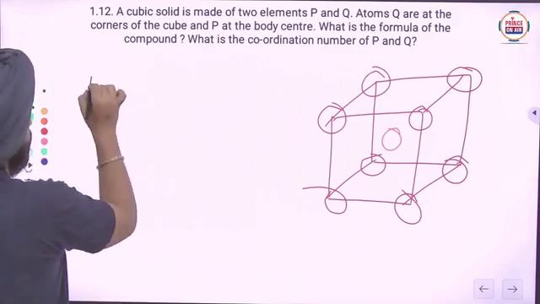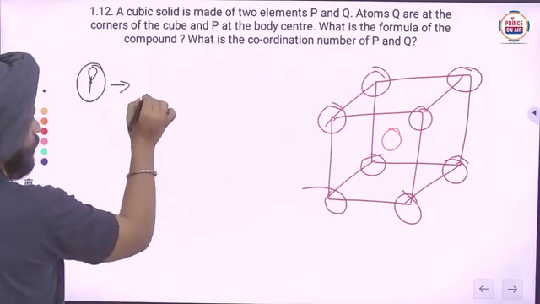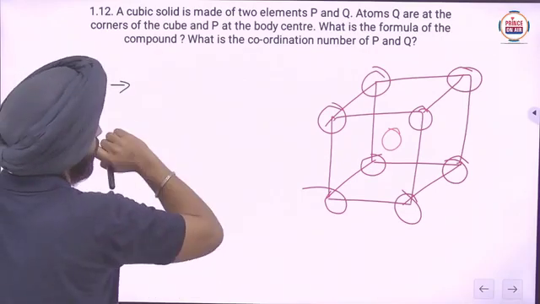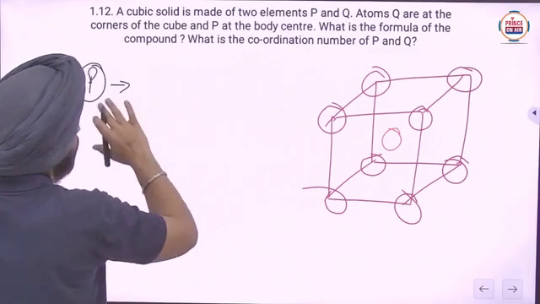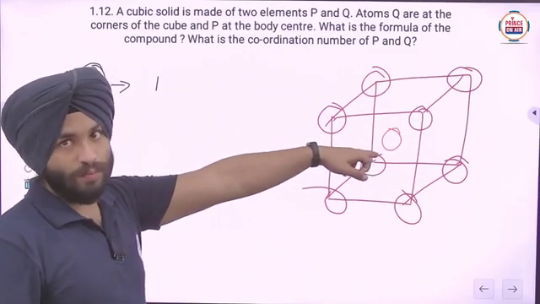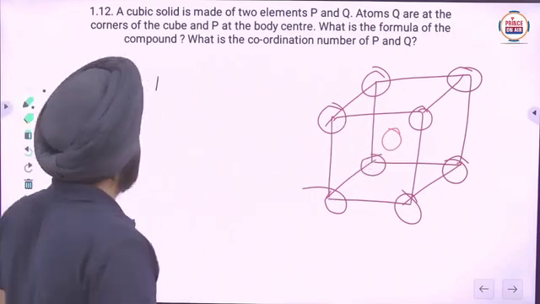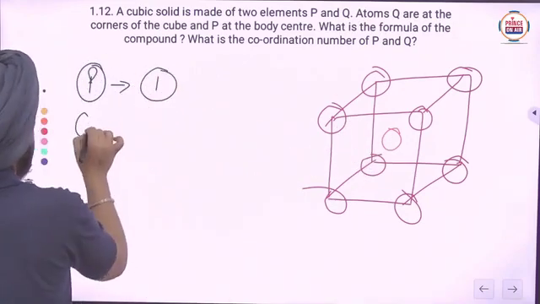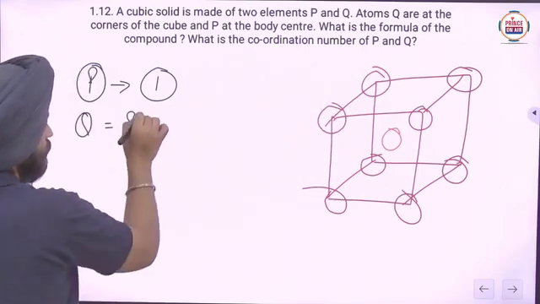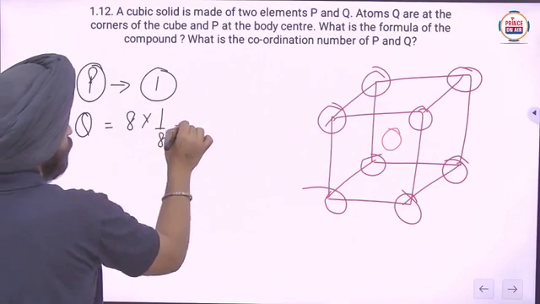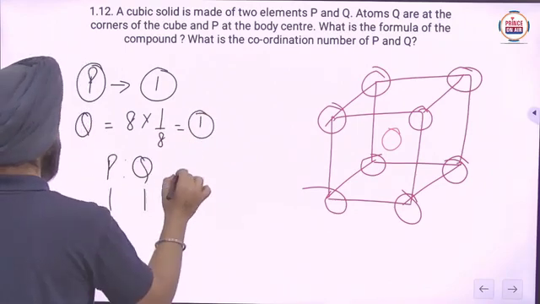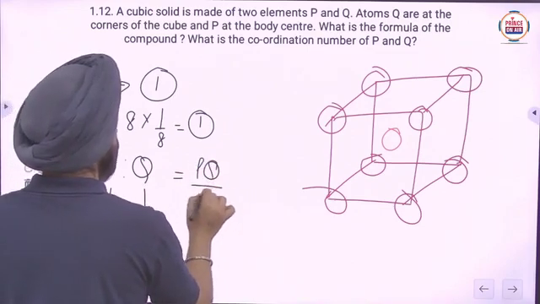For P, which is at the body center, the number of atoms is 1 and its contribution is 1, so it will be 1 here. For Q at the corners, the total number of atoms is 8 and their contribution is 1 by 8, so it comes out to be 1. So the ratio of P and Q is 1 to 1, and the formula comes out to be PQ.